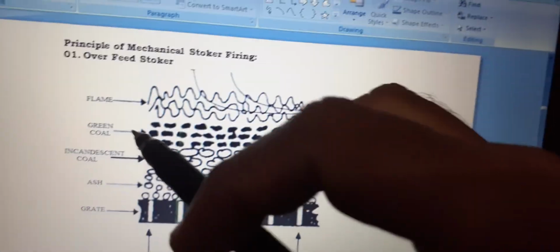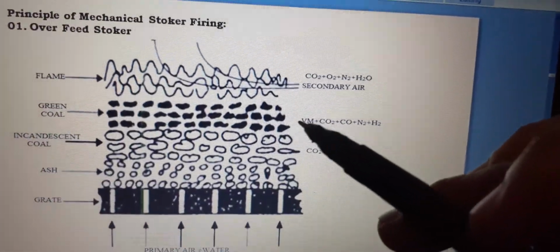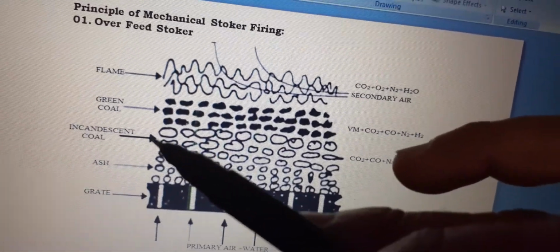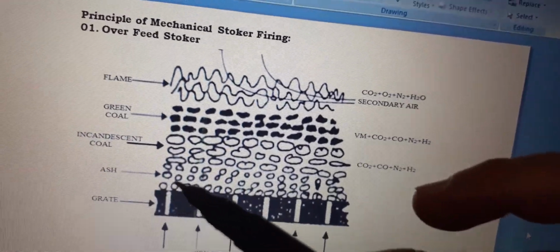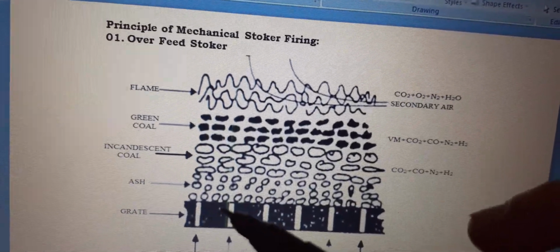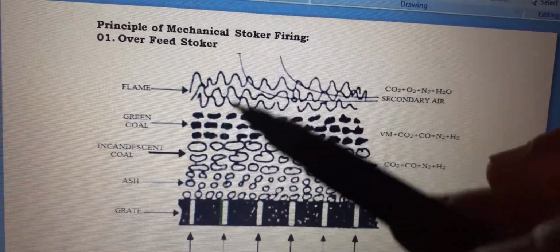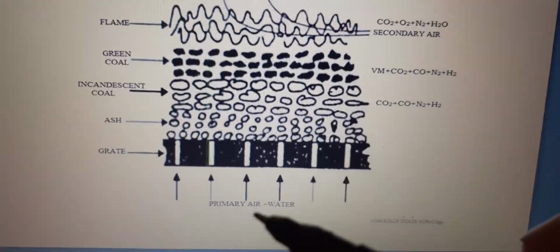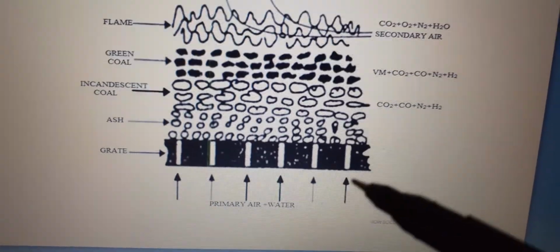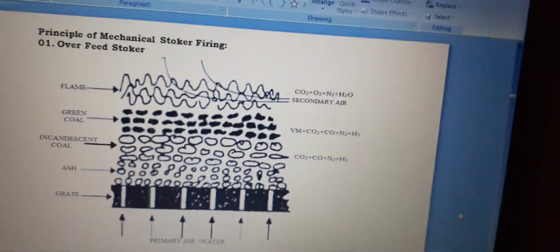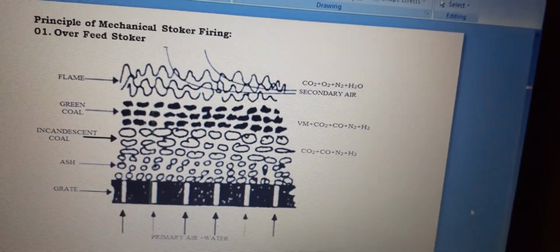You all can see this green coal below this, and below that it is incandescent coal, and below that there is ash, and at the last it is a grate. On the grate all these are formed. These are the primary air water below that. This is the principle of mechanical stoker firing.